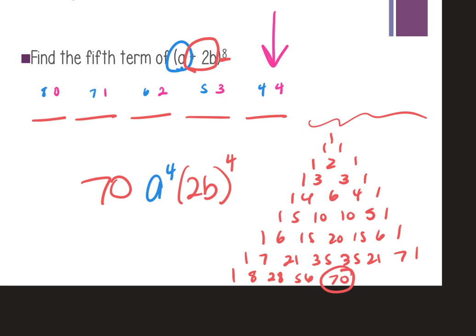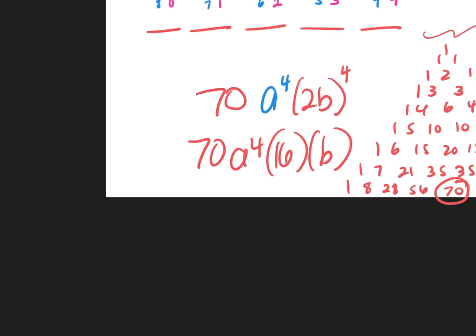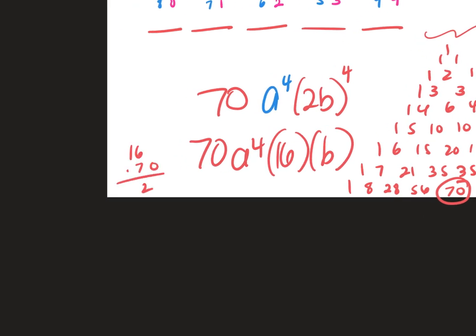I kept going. So I went all the way to the row that started with 1, 8, but I only went to the 5th term. I don't even need to keep going. So that 5th term is 70. So now I also have a 70 here. So it says 70 times A to the 4th. 2 to the 4th is 16 times B. And I would get 16 times 70, which is 1,120 A to the 4th B.